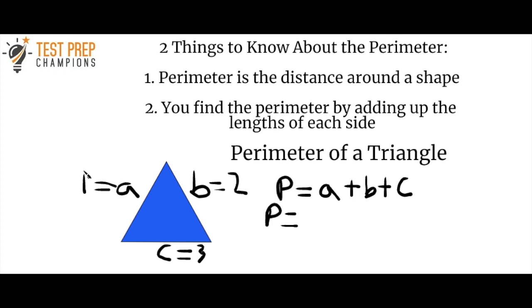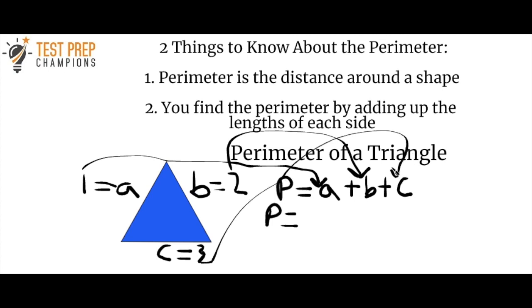So we're just going to substitute our numbers in. So wherever we see an A, we're going to substitute a 1 in, and wherever we see our B, we're going to plug a 2 in. And where we see our C, okay, we're going to put a 3 in. All right, so we have 1 plus 2 plus 3. And so 1 plus 2 is 3, plus another 3 is 6. So the perimeter of the triangle is 6. So again, not much to it. You just add up the sides of the triangle.